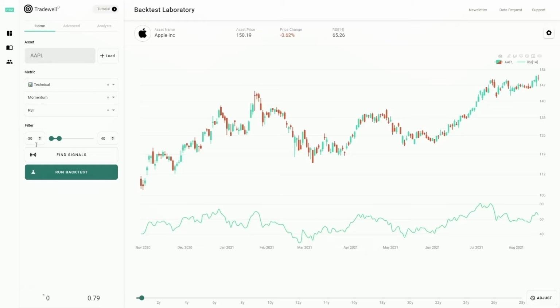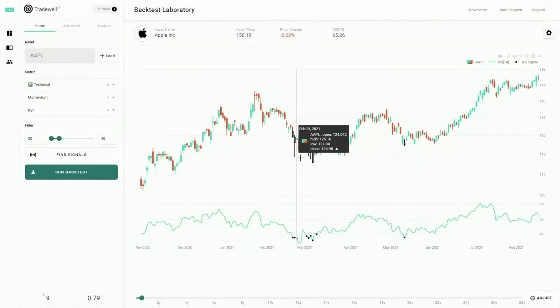Now that we have our range in place, we're going to hit the Find Signals button. And instantly, our chart highlights all of the times when RSI was within that range. On the candlestick chart, these days are represented by black candles. And on the indicator chart, they're represented by black dots. If we look at the bottom corner of our app, we see that the sample size is just 9. A number that small isn't really going to tell us that much about the effectiveness of our strategy.